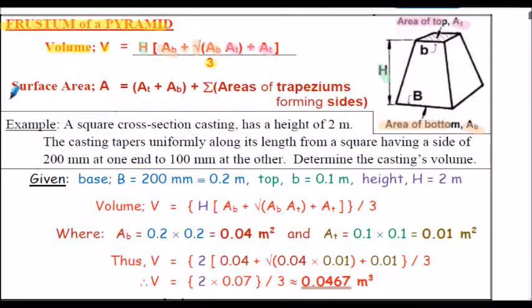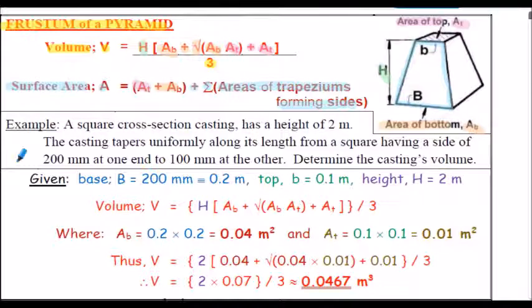The total surface area, A here, is the area of the top added to the area of the bottom, and then we add to that the summation of the areas of the trapeziums that form the sides. These are trapezium shapes shown here, and there are 4 of them.